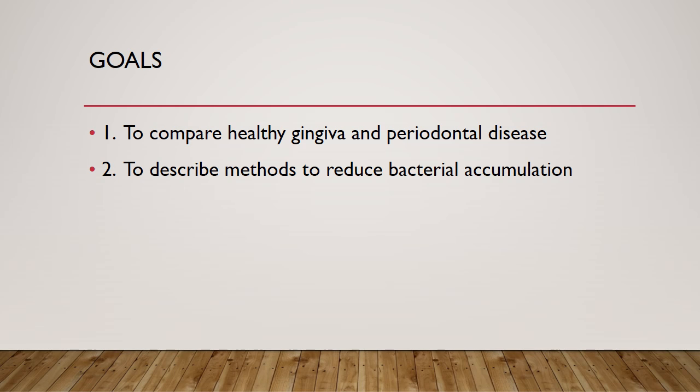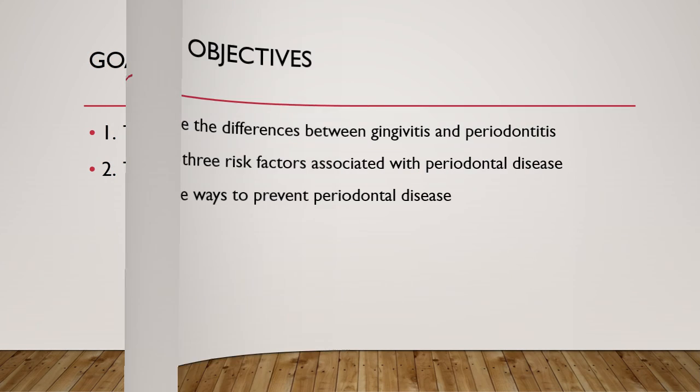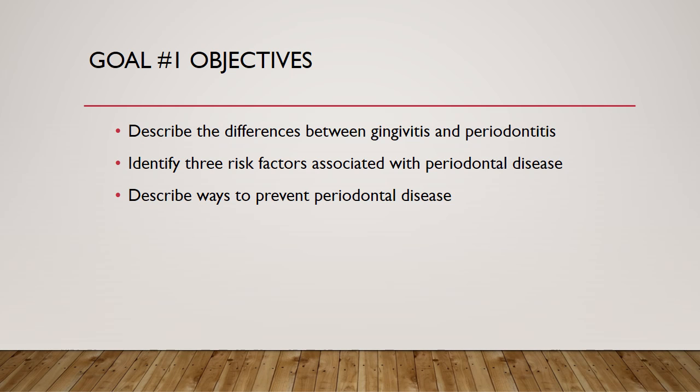The goals for my presentation are twofold. First, to compare healthy gingiva and periodontal disease, and second, to describe methods to reduce bacterial accumulation. Patient objectives for my first goal include describing the differences between gingivitis and periodontitis, identifying 3 risk factors associated with periodontal disease, and describing ways to prevent periodontal disease.